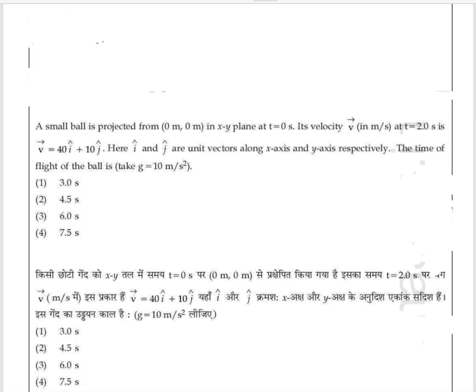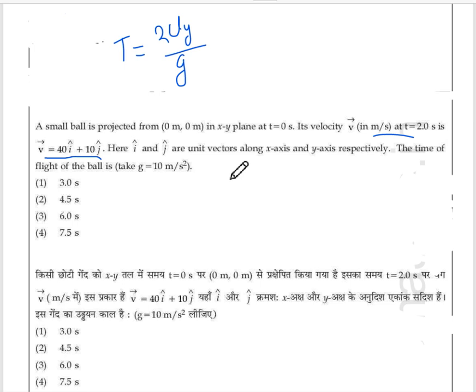If you remember, the time of flight in projectile motion, its formula will become t = 2uy divided by g, where uy is the velocity in the y axis. This will become its formula. So now its final velocity, or we can say after 2 seconds its velocity, is given.